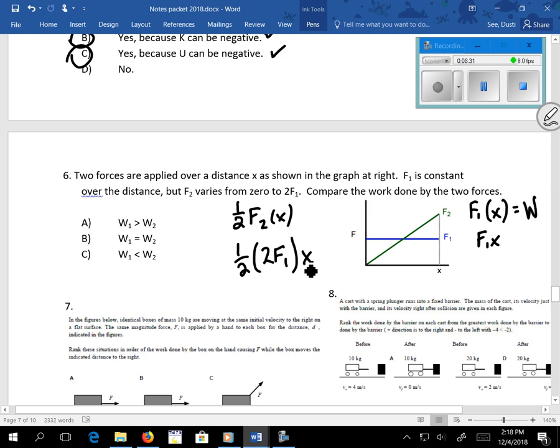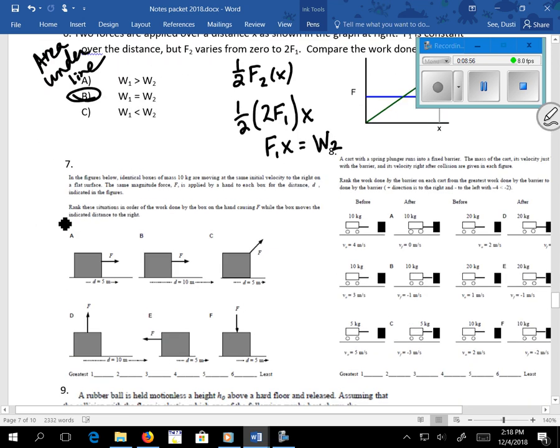So 1/2 times 2 is just F1x. So the work of 1, this is the work of 2. Those look the same. That would mean B is the correct answer. All right. Again, key here was area under the line.